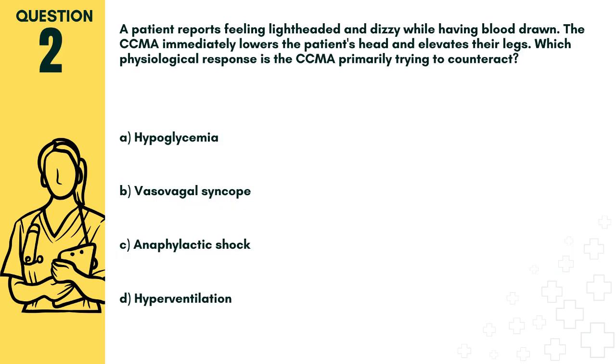Question 2. A patient reports feeling lightheaded and dizzy while having blood drawn. The CCMA immediately lowers the patient's head and elevates their legs. Which physiological response is the CCMA primarily trying to counteract?